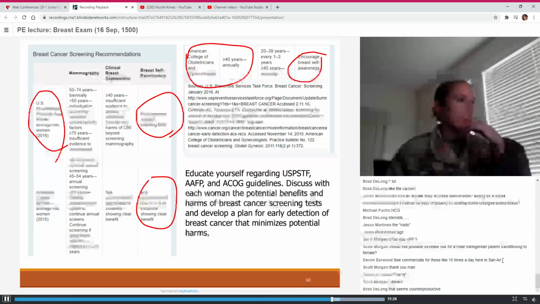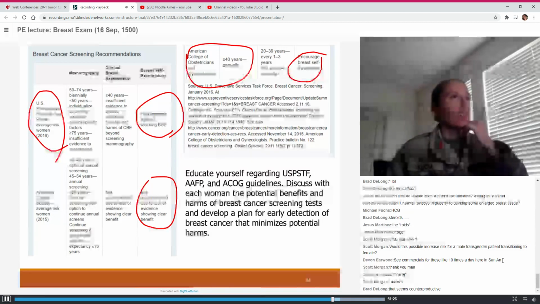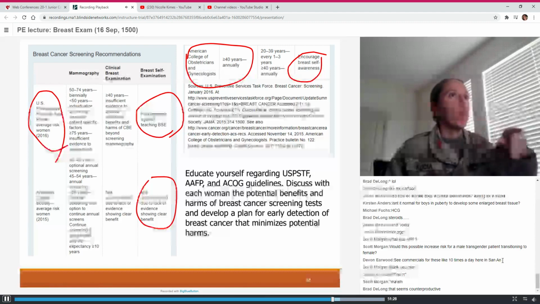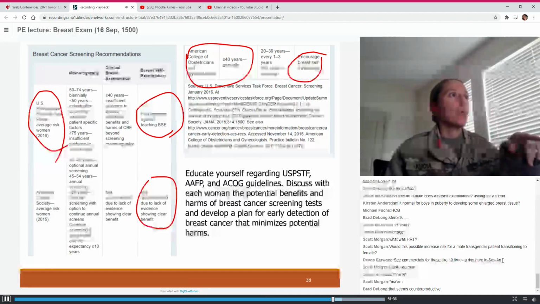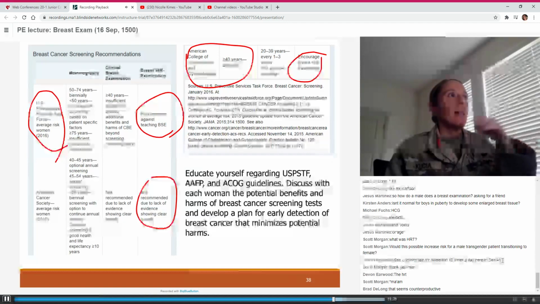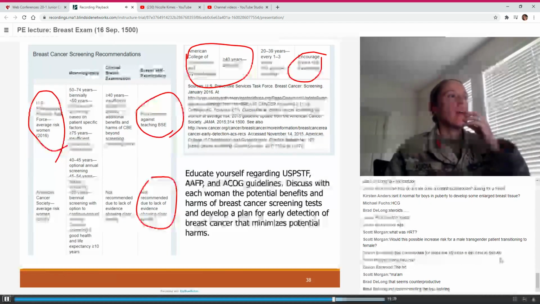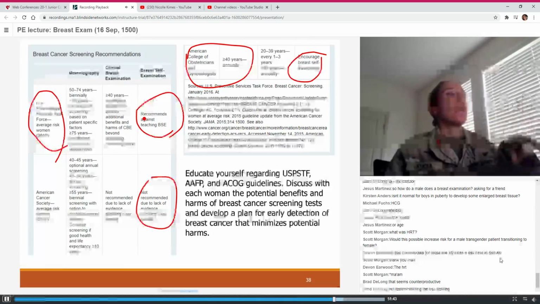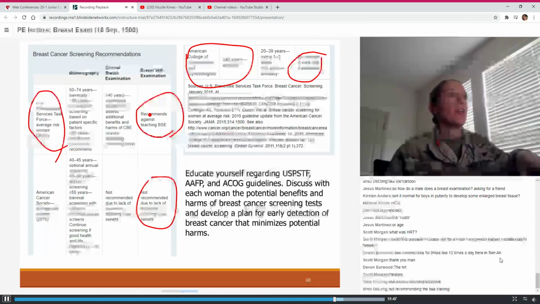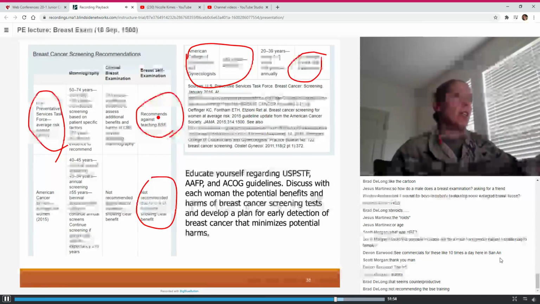Someone says that seems counterproductive. Do you mean mammogram screening or anything like that? Oh, not recommending the self-exam. Oh, this is not recommending that your patient do their own exam. Yeah, I agree. It does seem kind of crazy. Why are we continuing to do mammograms and clinical exams if I'm not even going to educate you about it and what it means? Like, as a patient, right?